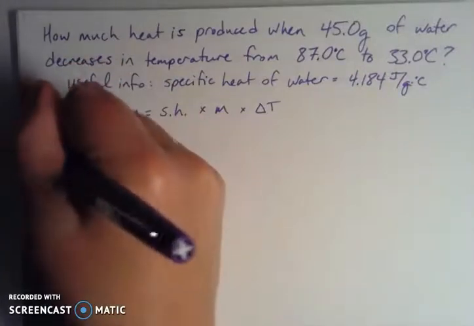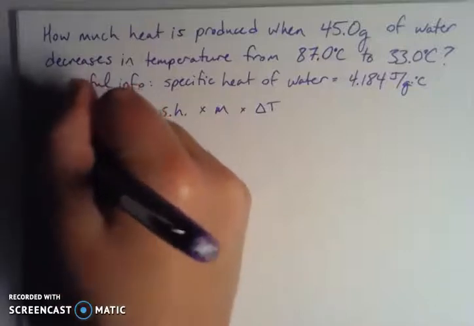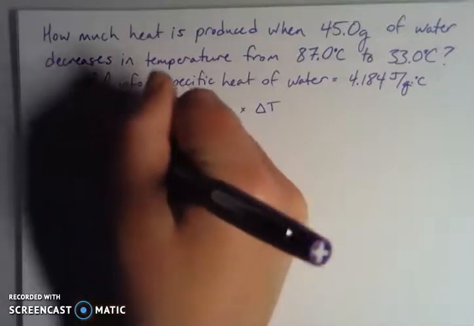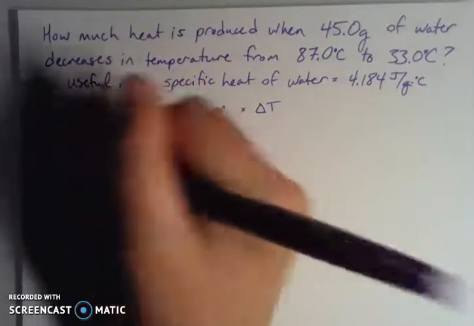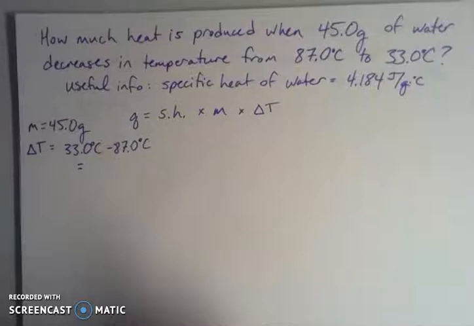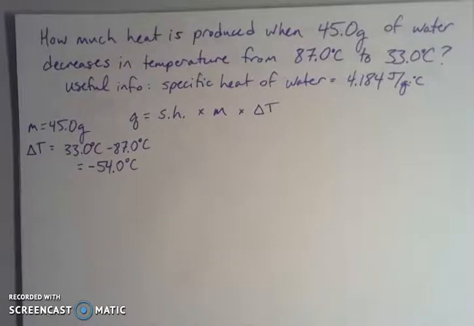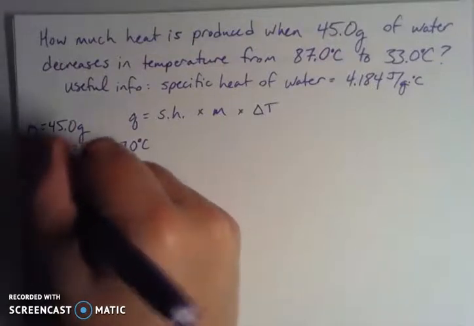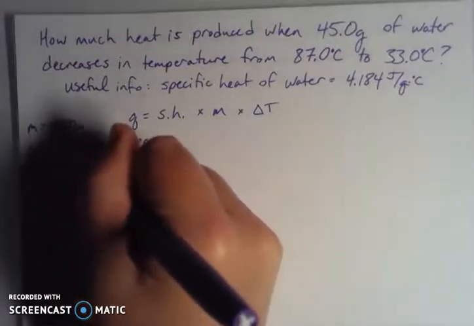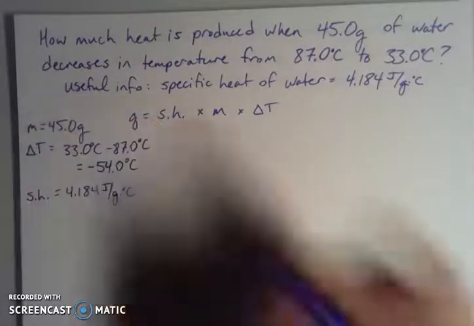I have a change in temperature, which is going from, here's my final, T final minus T initial, which gives me an answer of negative 54.0 degrees Celsius. So my final temperature is smaller than my initial temperature. I decreased, so that's going to give me a negative value of my delta T, which is going to be important moving forward. And then I have a specific heat of water, which is 4.184 joules per gram degrees Celsius.